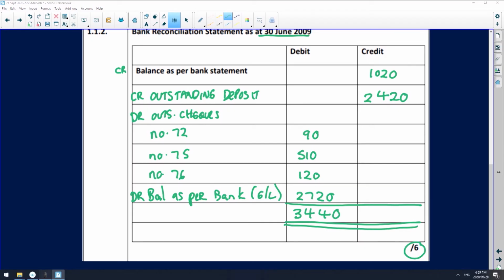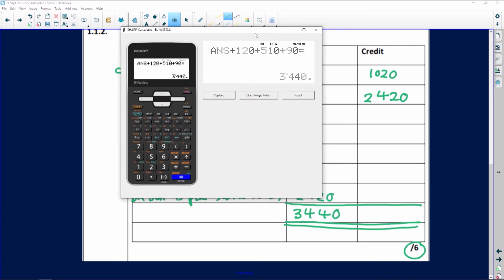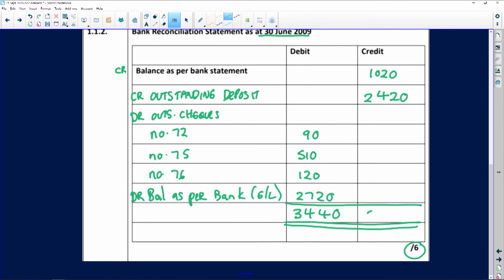And then if I add up the credit side, I should get the same total. Okay, fingers crossed. Let's clear that. So if we add 1,020 plus 2,420, that's giving me a total of 3,440. Okay, and that's when you can breathe a sigh of relief because it has balanced.